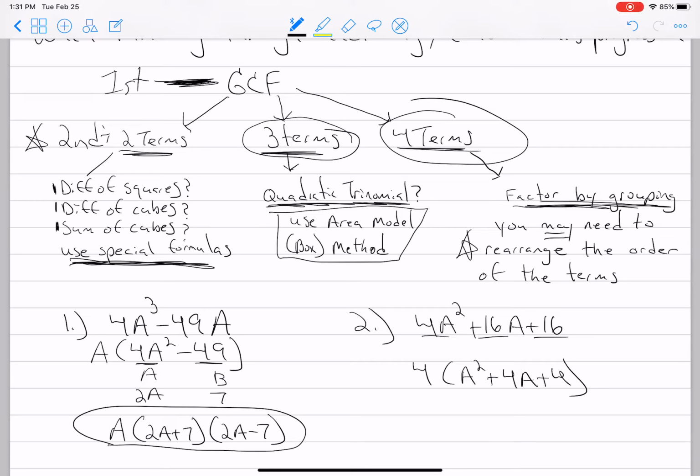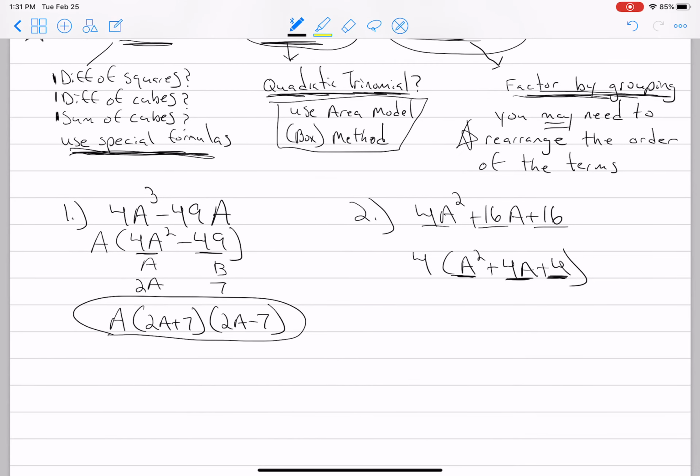Now what am I left with? Step 2. This is quadratic because this is a squared. It's a trinomial because it has 3 terms. This is a quadratic trinomial. So I should use the area model. I should use that box method. So plugging these into the box, I know a squared goes here. I know 4 goes here.